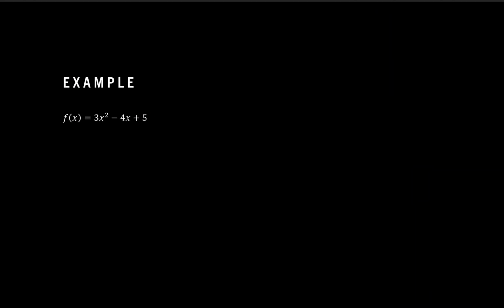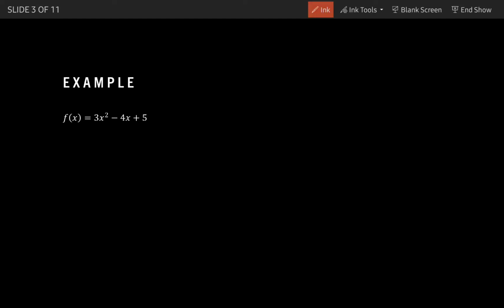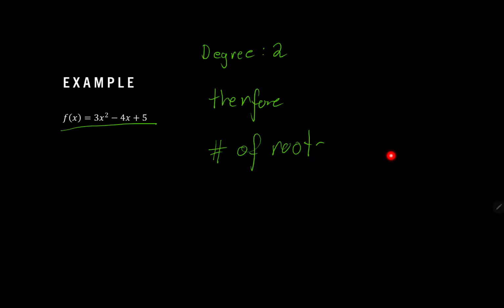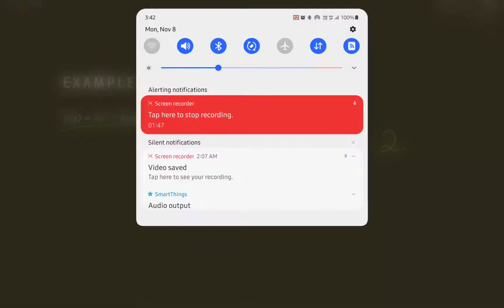Okay, so let's have an example. Given a function, f of x equal to 3x squared minus 4x plus 5. Now, when you talk about the degree, it's the exponent of the variable with the highest number, so that is 2. Therefore, we can conclude that the number of roots is 2. Okay, are we good with that?